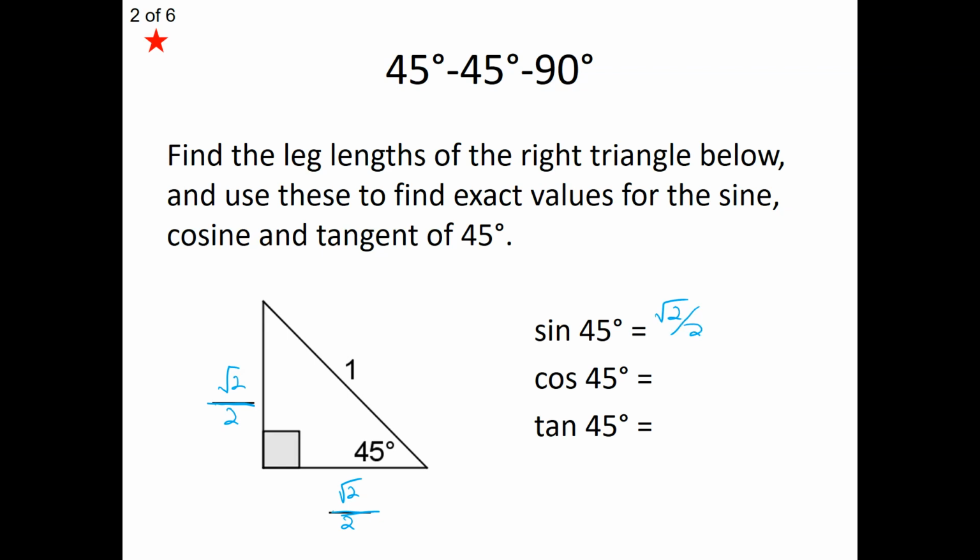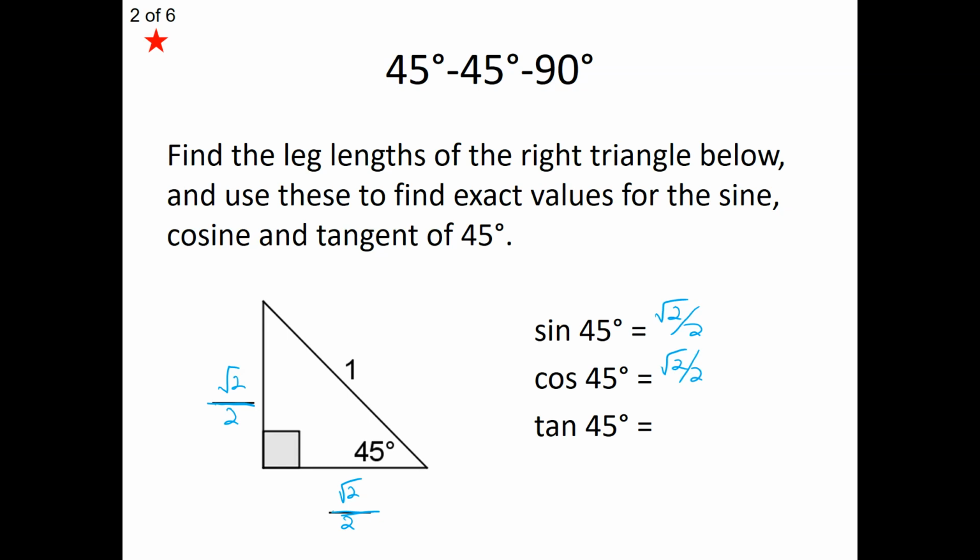Let's apply the cosine. The cosine of 45 degrees is our adjacent side over the hypotenuse. Now, the hypotenuse, again, is a length of 1, which means the cosine of 45 is just the adjacent side, or in other words, root 2 over 2.